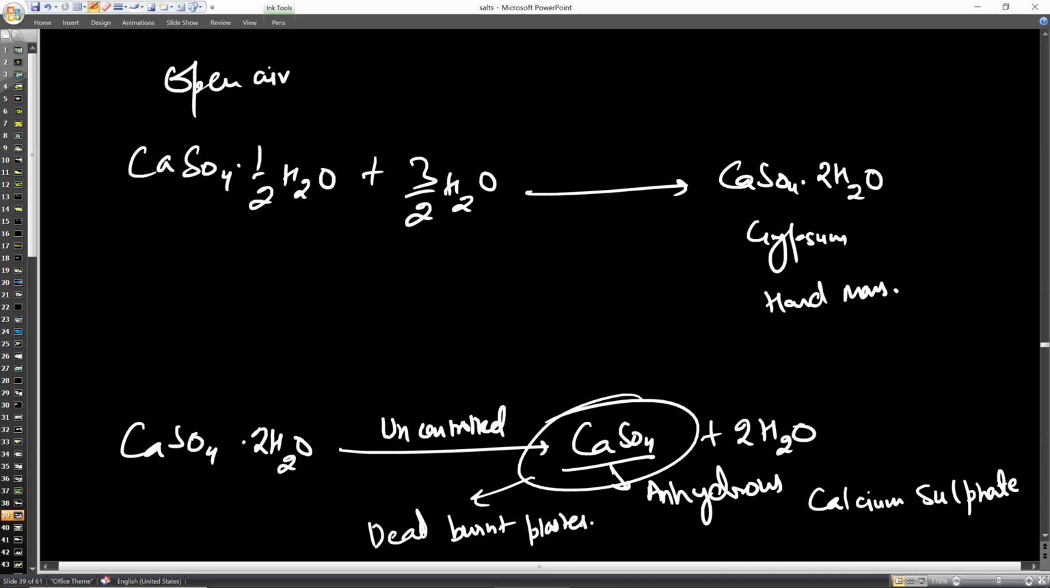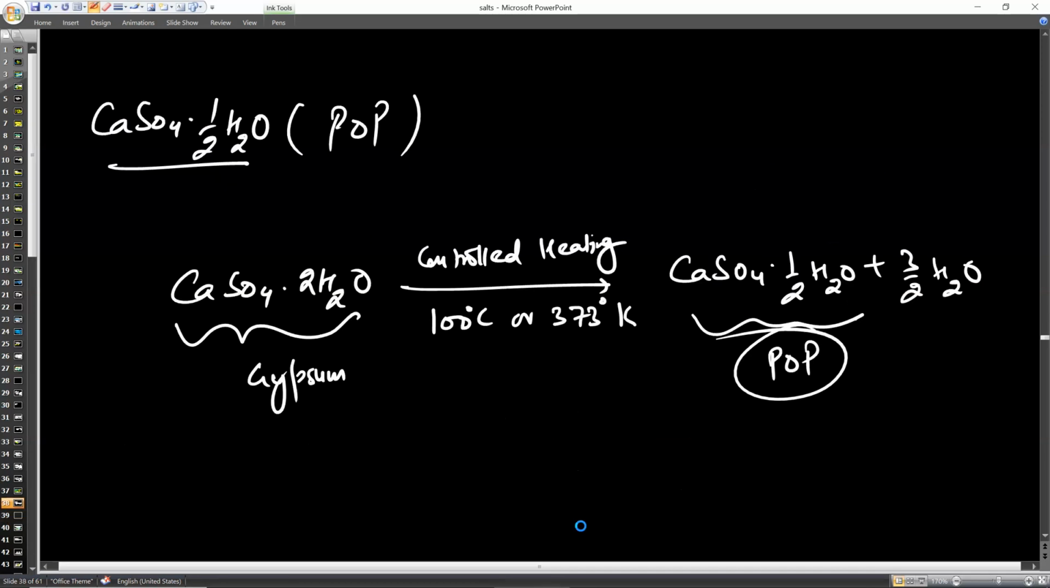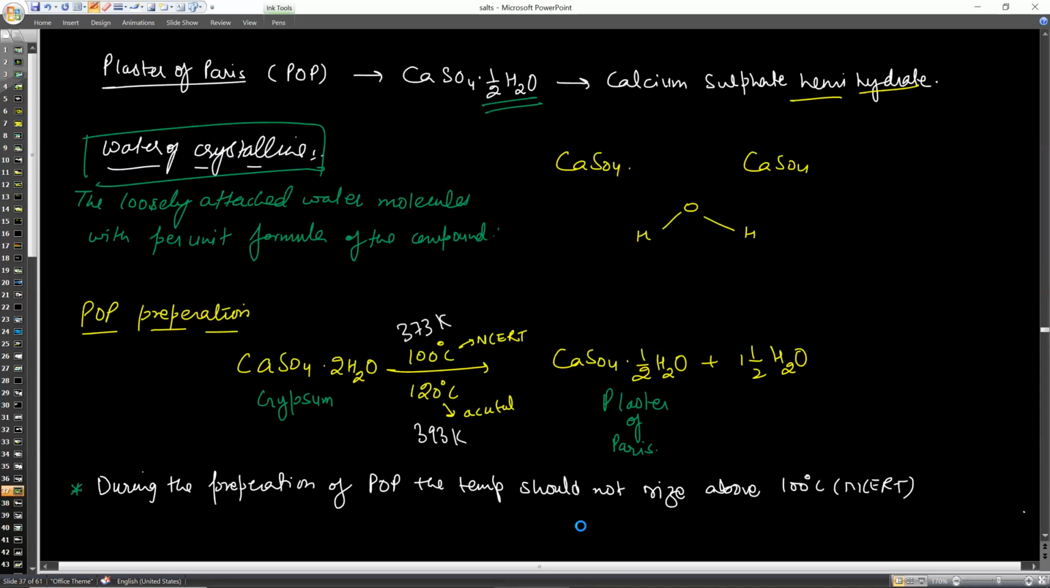So how is it prepared? POP is prepared when gypsum is heated at 100 degrees Celsius, as written in NCERT. If we convert it into Kelvin, it is 373 Kelvin. But actually, the temperature is 120 degrees Celsius. The actual temperature is 120, but we just follow NCERT, so we have to use this one.